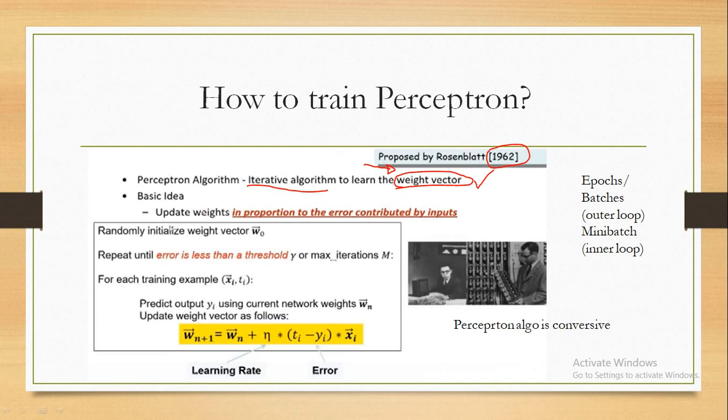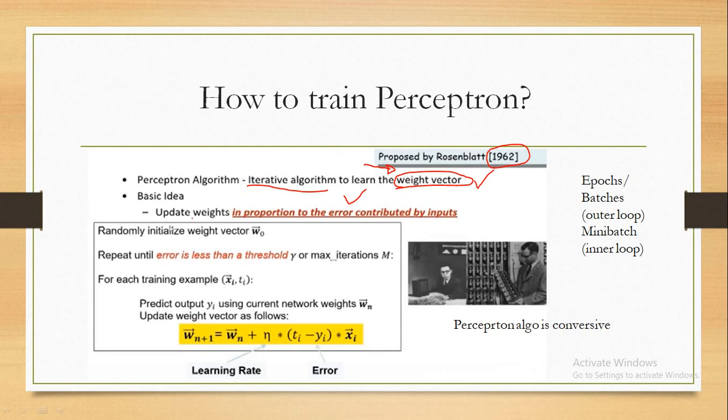Then the basic idea is to update the weights in proportion to the error contributed by the inputs. Whatever error you get, update the weight as per that. Suppose your error is quite large, then update the weight. If error is 0, then do not update the weight. That is the basic concept.